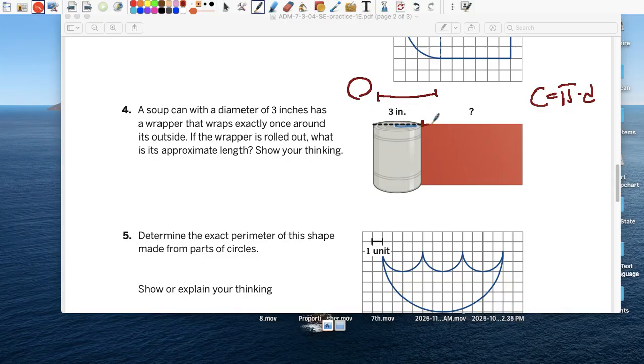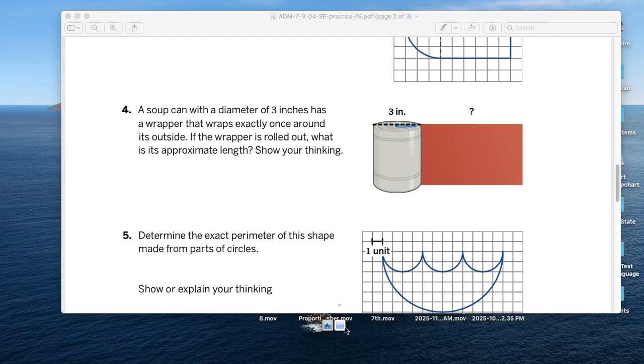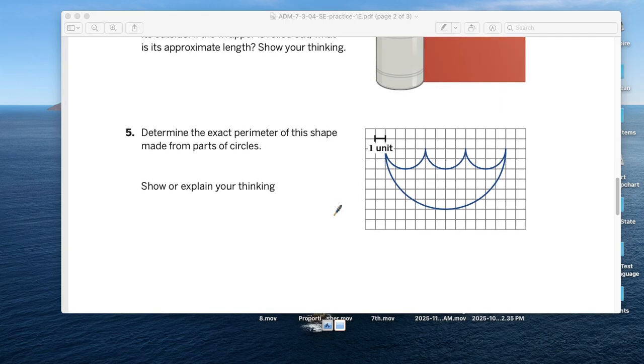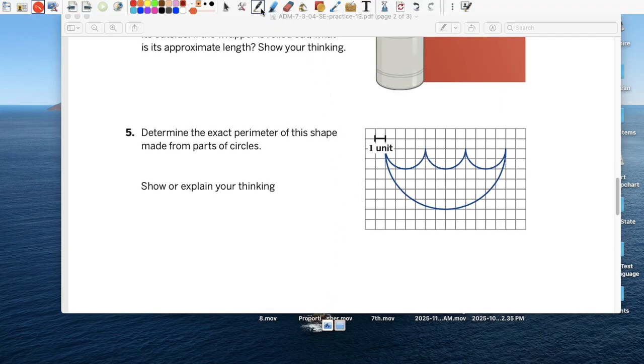So they actually want you to measure this. So C equals pi d, C equals pi times, what's the diameter? 3. And we're going to leave it as 3 pi, or 3 times pi, 9.42, approximately. All right, it does get more complicated than this, I promise. You can't tell by looking at these problems, but it does.